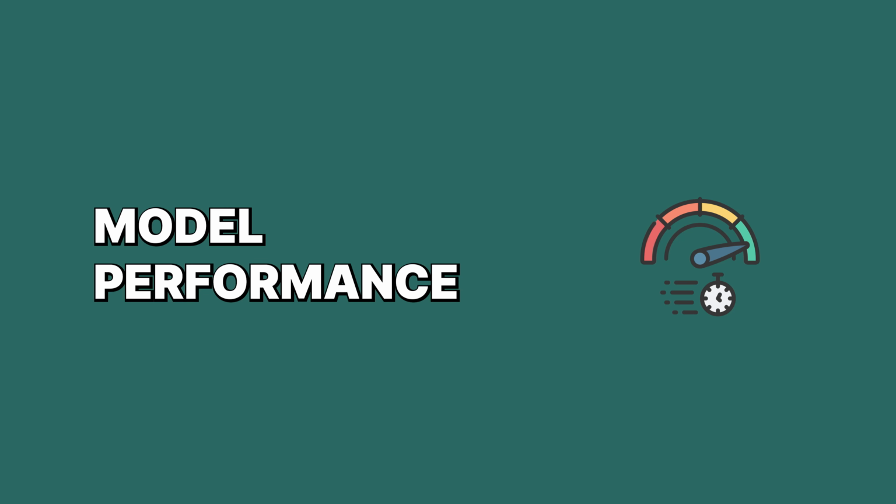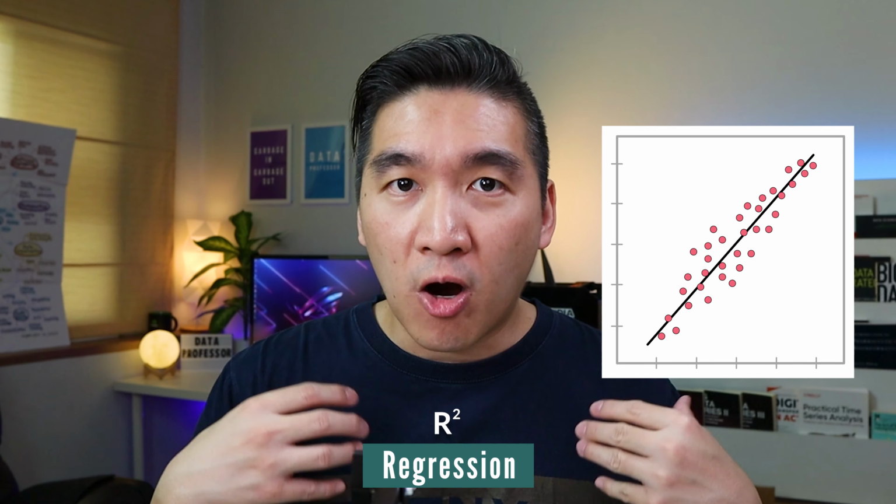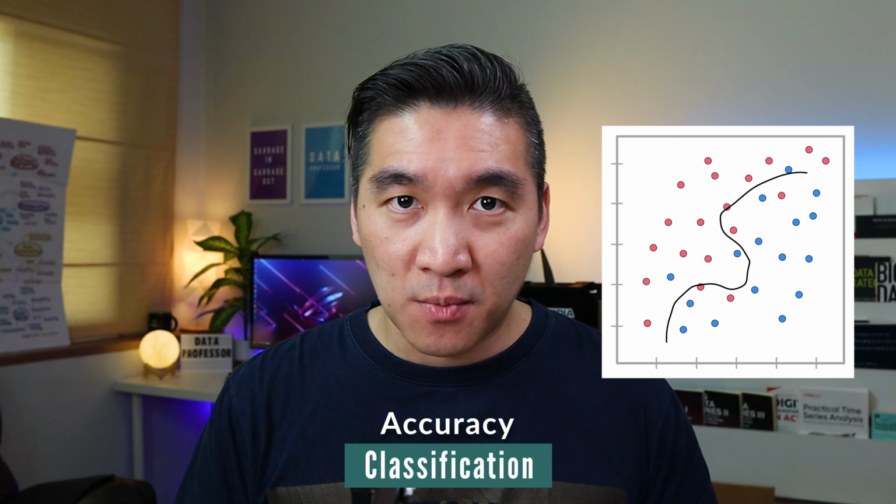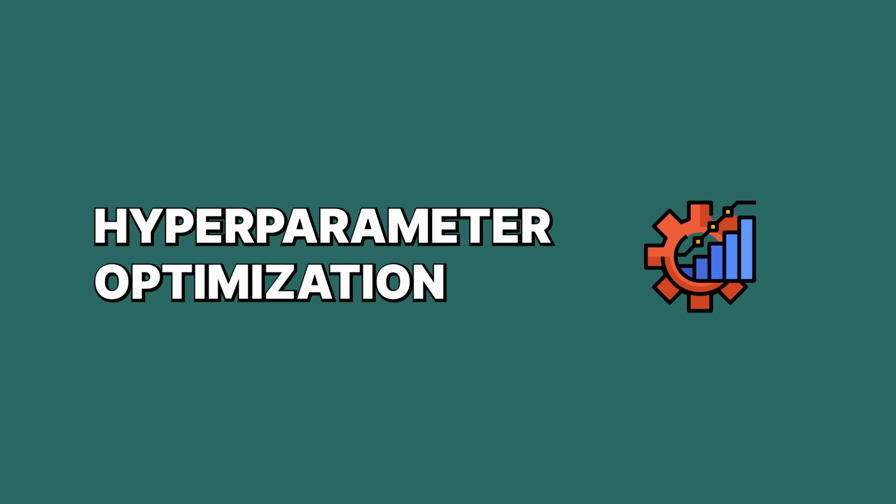Model performance. After models are built, it is now time to evaluate how well they performed. Common metrics for evaluating include the R-square for regression models and accuracy for classification models. There are actually more performance metrics, but perhaps a topic for a future video.